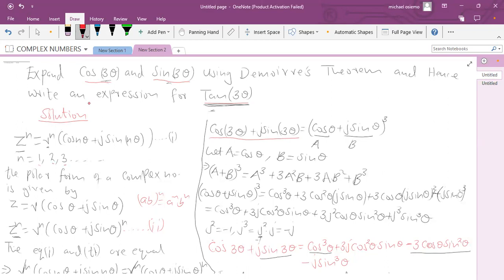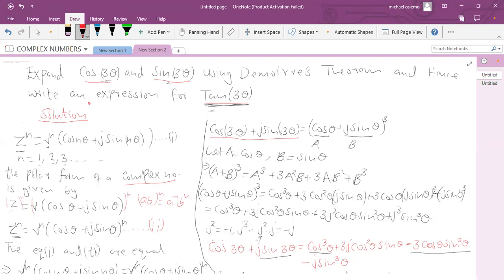We remember that the polar form of a complex number is given by z equals r (cos θ + j sin θ). Now, if you raise to power n on both sides, then you're going to get zⁿ equals rⁿ (cos θ + j sin θ)ⁿ. We call this equation number 2.